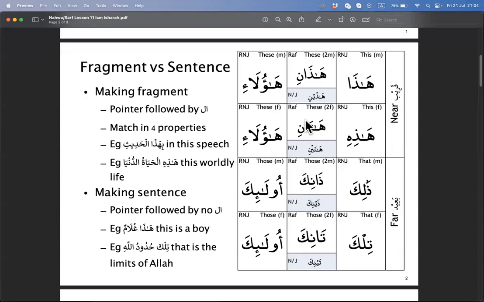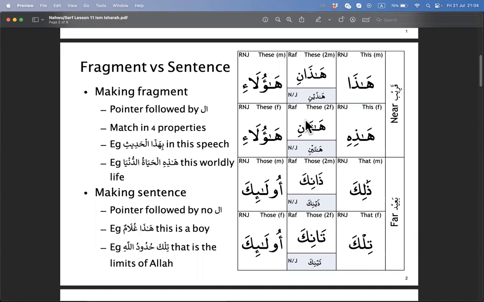Okay, so when we look at Ism Isyarah, we can either make a fragment or we can make a sentence. So I can say this bag is green color, right? That would be a fragment. This bag, that part, is a fragment. Or I can say this is a bag, right? That is a sentence. So I'm using both this. So we can make fragments and we can make sentences.